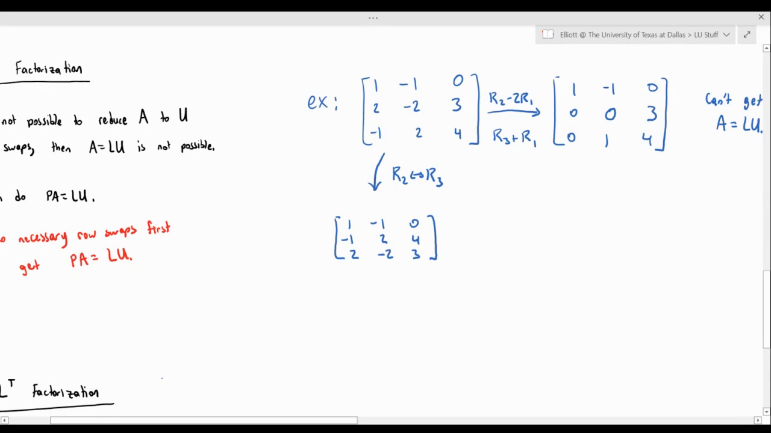Now that we did that row swap, we'll proceed with elimination as usual. So we'll do row 2 plus row 1 this time, and this time we'll also do row 3 minus 2 of row 1. Okay, so this time row 2 plus row 1 will give us a 1 and a 4. And then row 3 minus 2 of row 1 will give us a 0 and a 3 here.